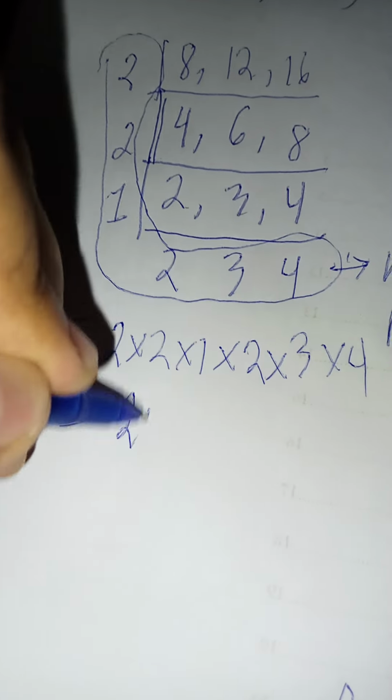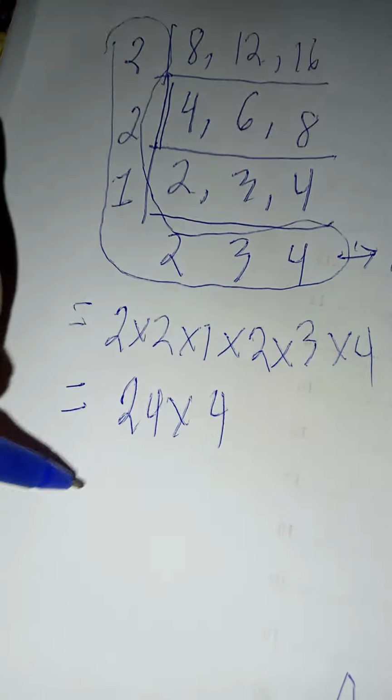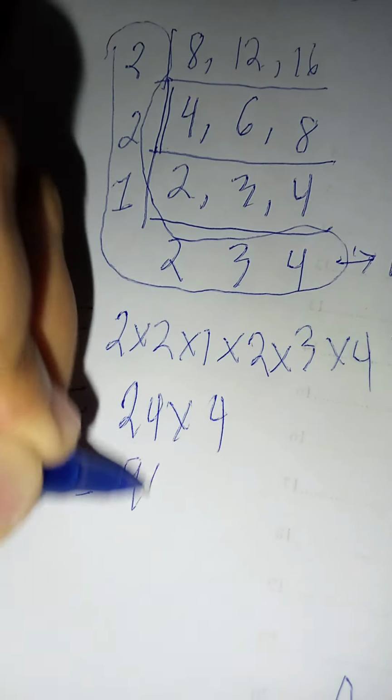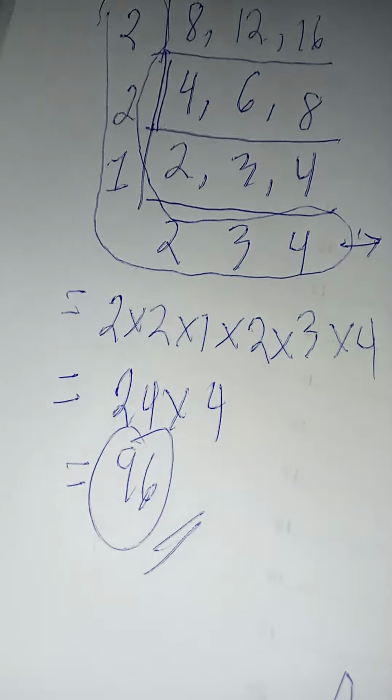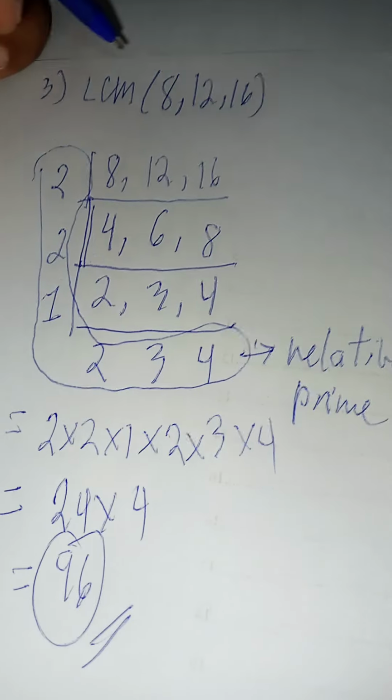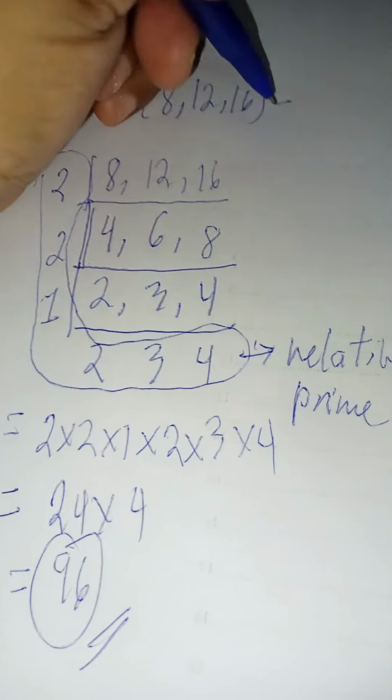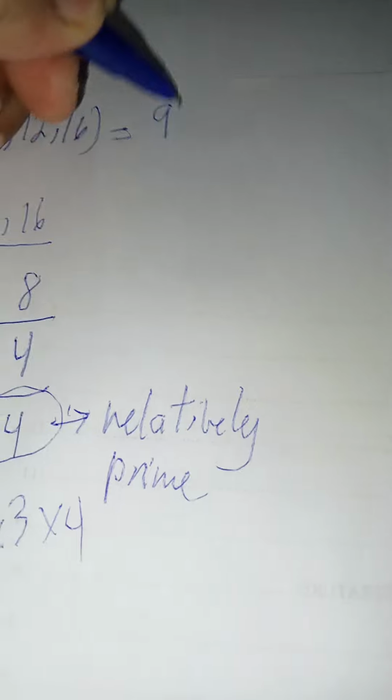So let's write down here. 24 times 4 is 96. So the LCM for 8, 12, and 16 is 96.